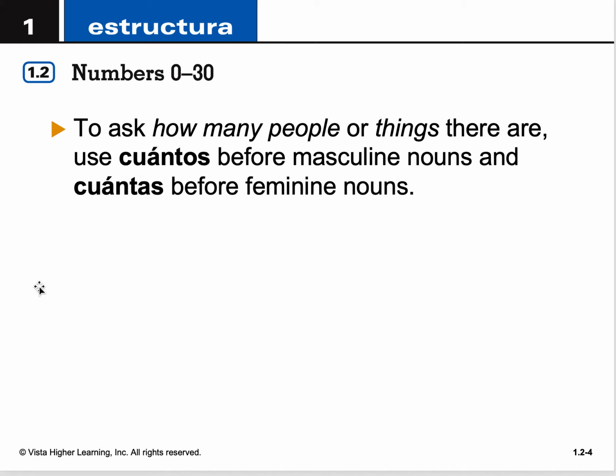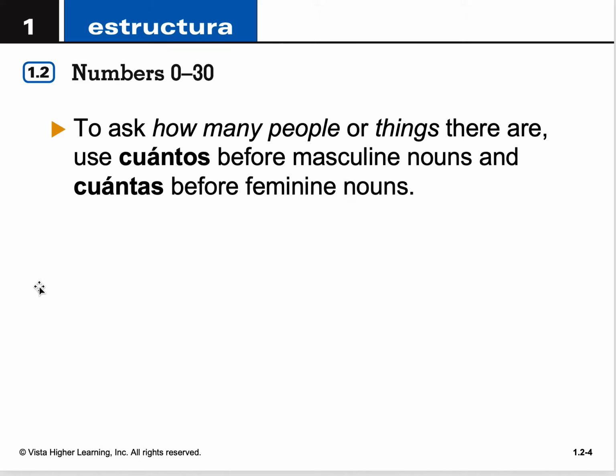To ask how many, how many people, how many things, how many items there are, we would use cuántos before a masculine and cuántas before a feminine. So if I want to say ¿Cuántos hombres están en la casa? How many men are in the house? I use cuántos. If I would want to say cuántas, I would say ¿Cuántas cuadernos tiene Juan? How many notebooks does Juan have?